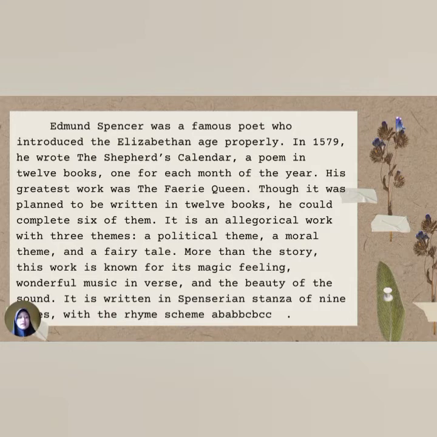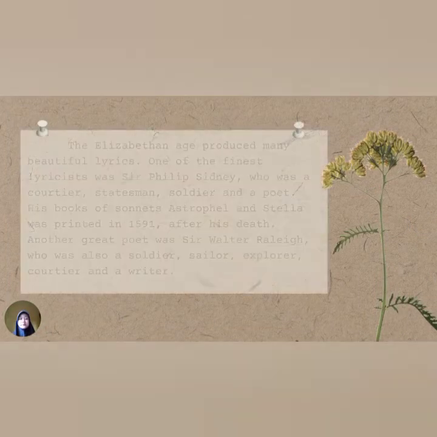It is an allegorical work with three themes: a political theme, a moral theme, and a fairy tale. More than the story, this work is known for its magic feeling, wonderful music in verse, and the beauty of the song. It is written in Spenserian stanza of 9 lines, with the rhyme scheme A B C B C.